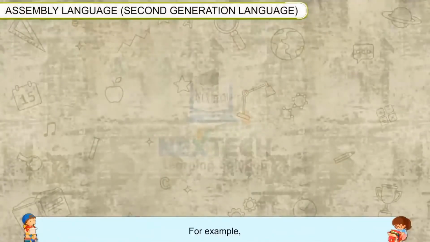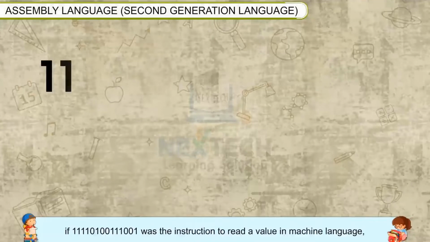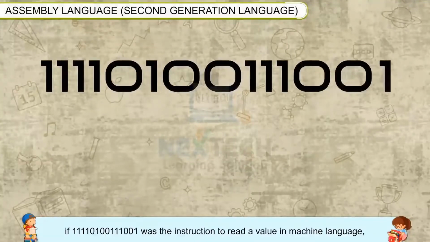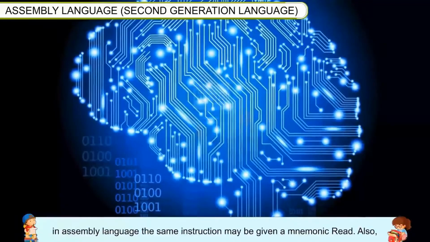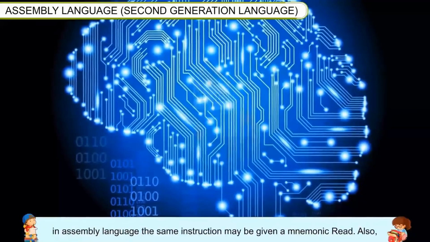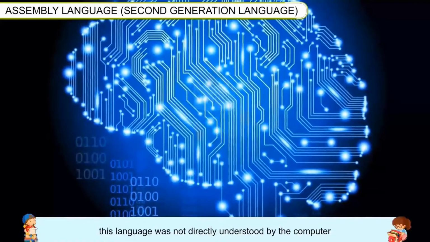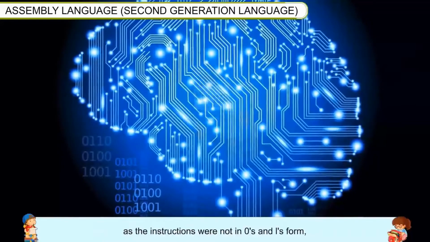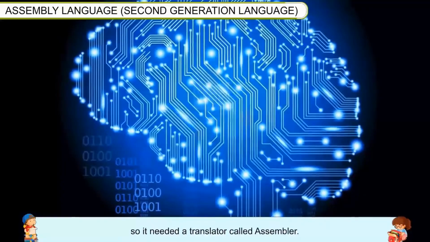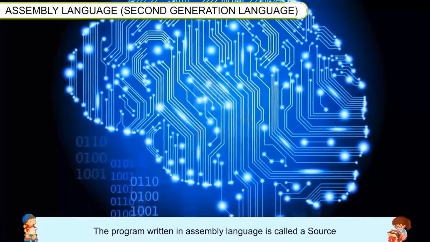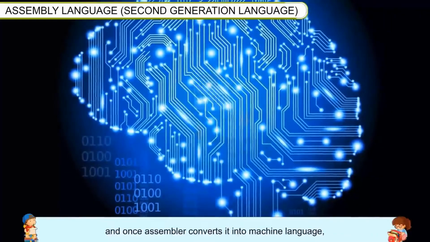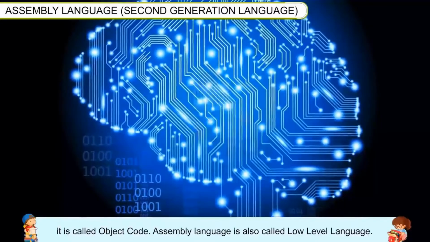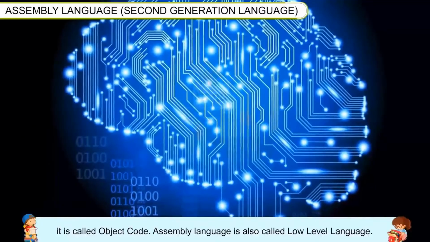For example, if 11110100111001 was the instruction to read a value in machine language, in assembly language the same instruction may be given a mnemonic, read. Also, this language was not directly understood by the computer as the instructions were not in zeros and ones form, so it needed a translator called an assembler. The program written in assembly language is called source code, and once the assembler converts it into machine language, it is called object code. Assembly language is also called low-level language.